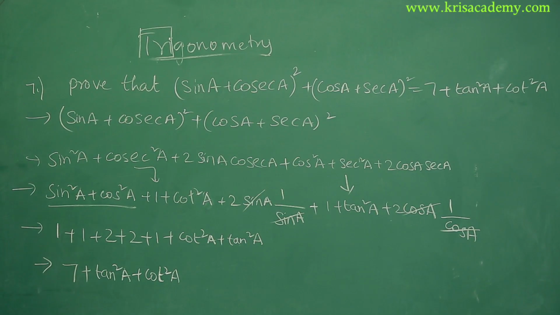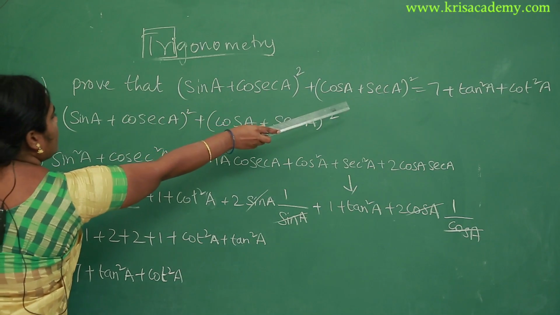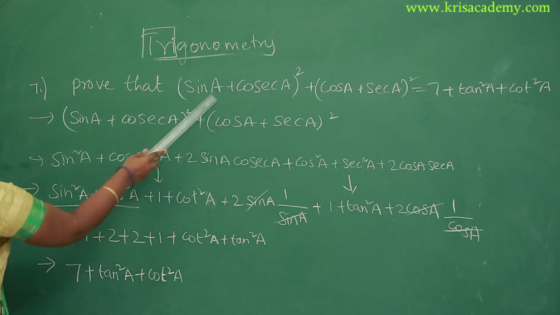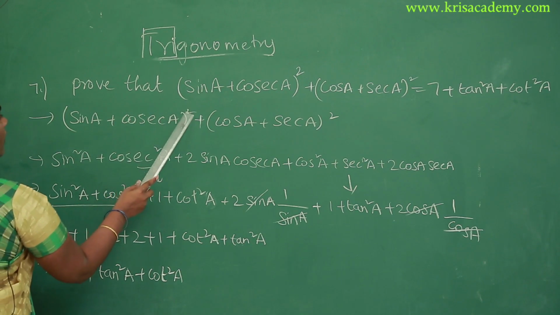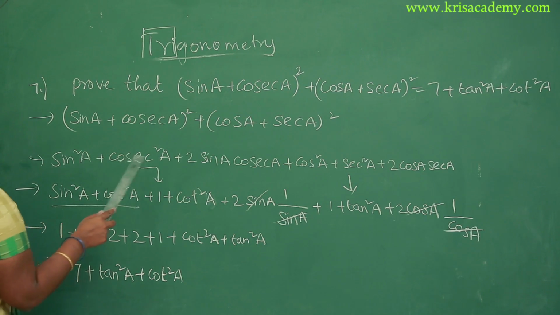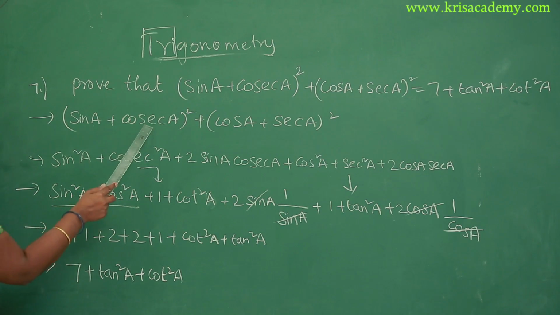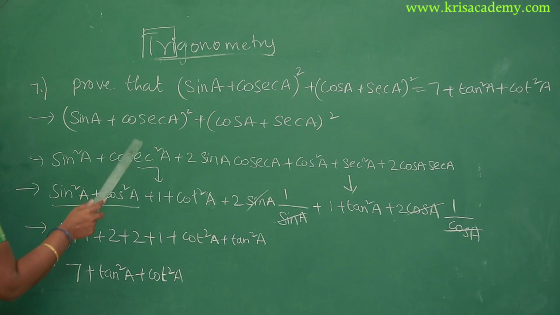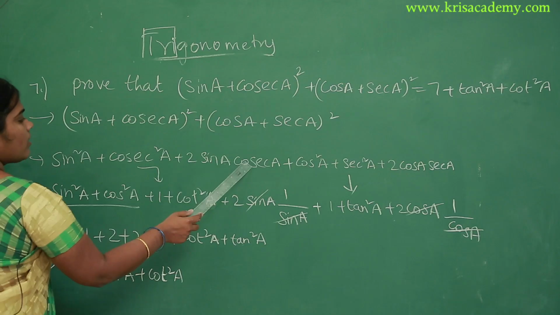Now seventh problem. Prove that sin A plus cosecant A whole square plus cos A plus secant A whole square is equal to 7 plus tan square A plus cot square A. Now take the LHS part. Sin A plus cosecant A whole square. This is looking like A plus B whole square. So A square plus B square plus 2AB. Here A value is sin A, B value is cosecant A. So A square is nothing but sin square A, B square is nothing but cosecant square A, plus 2 into A is sin A, B is cosecant A.